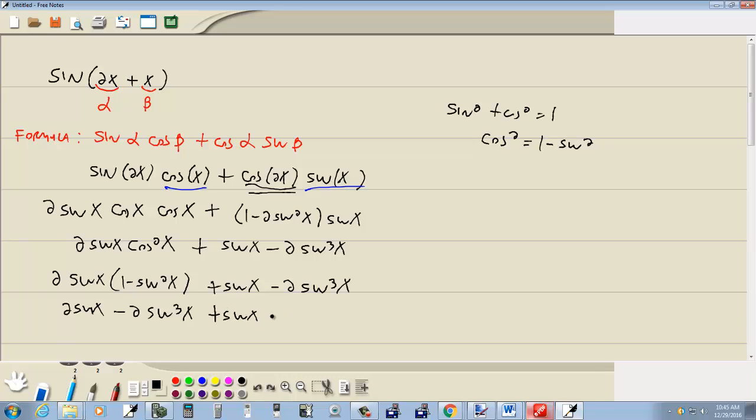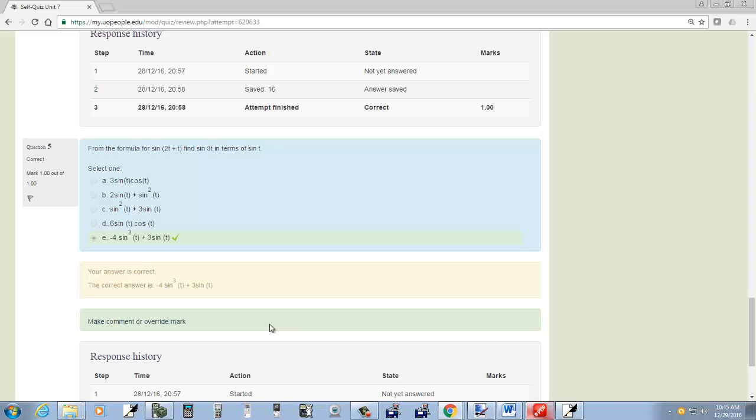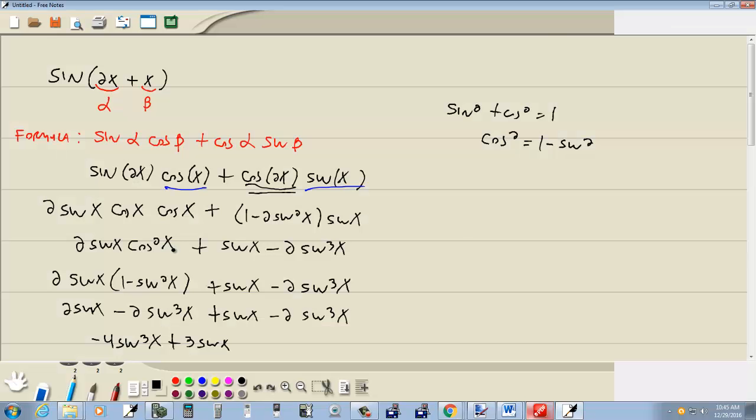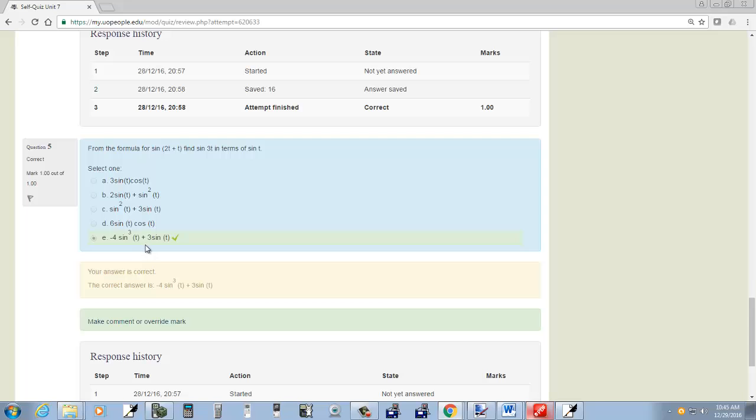Plus sine x minus 2 sine to the third x. Well, negative 2 and negative 2 is negative 4 sine to the third x. And 2 sine plus sine is 3 sine x. Forgive my writing. And actually, I guess we're done. It matches that then.